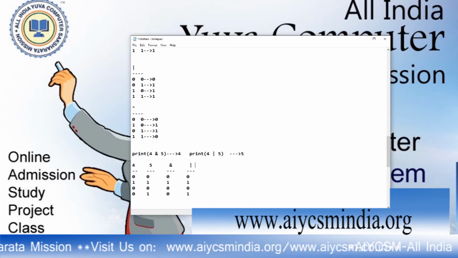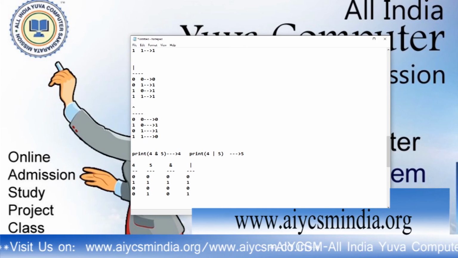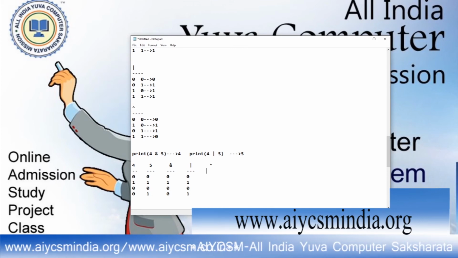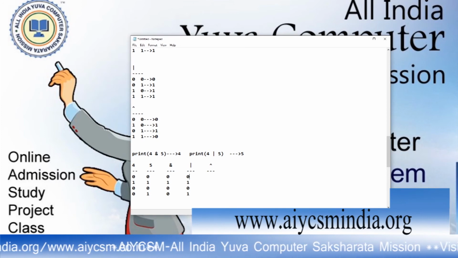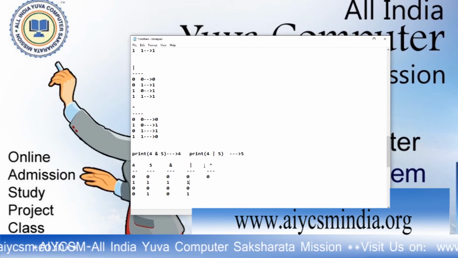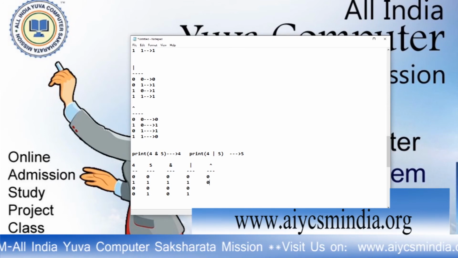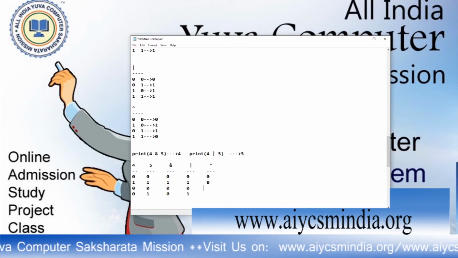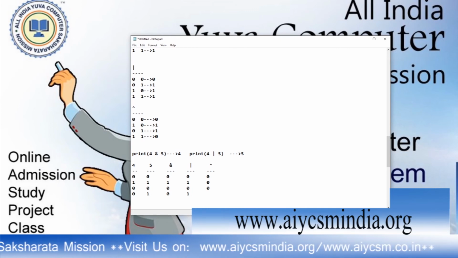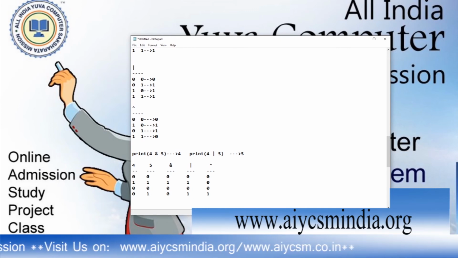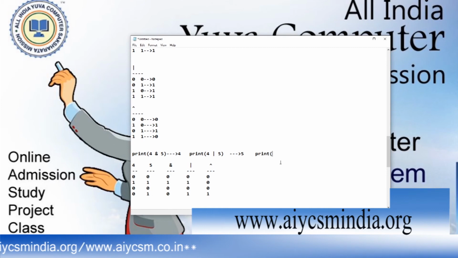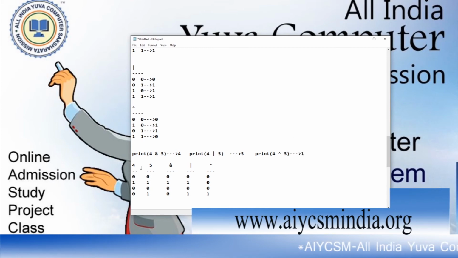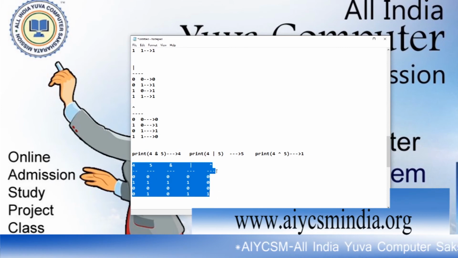And if it is XOR, then what will be the output? If both the values are different, the result is 1. This is 0 because both the values are the same, this is also 0, and only for this one is 1. This is the binary representation of 1. So 4 XOR 5 means it is 1. Do you understand the concept?